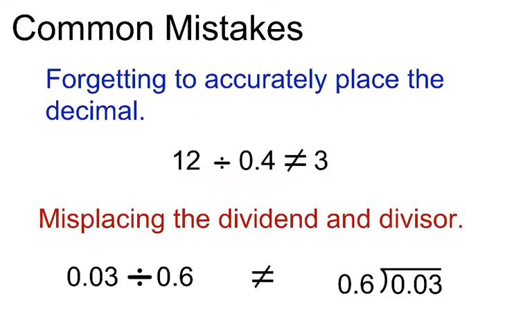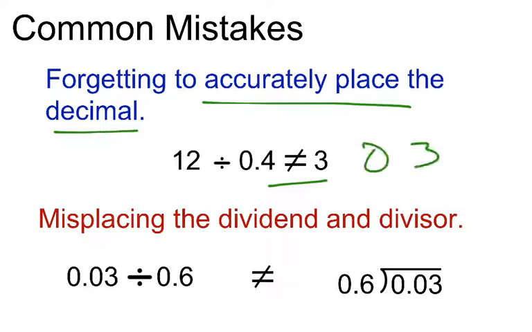So let's first review some common mistakes. Some common mistakes, of course, kids make: forgetting to accurately place the decimal. So they forget about the decimal altogether. They'll just say, oh, 12 divided by 4/10 is 3. So it is important that you move the decimal over when you multiply something like this in order to get 30. So misplacing the dividend and the divisor is also a common mistake.